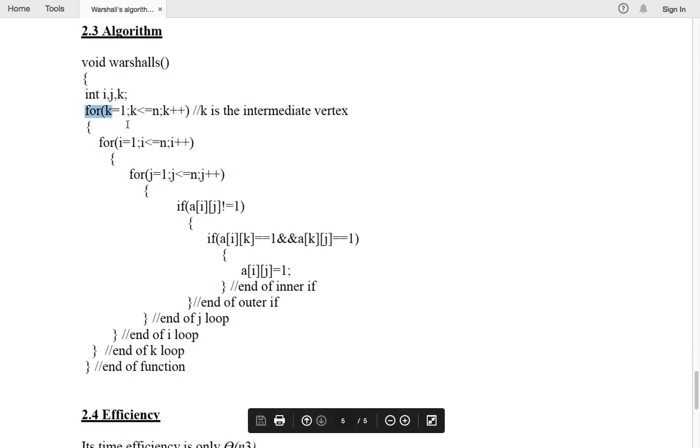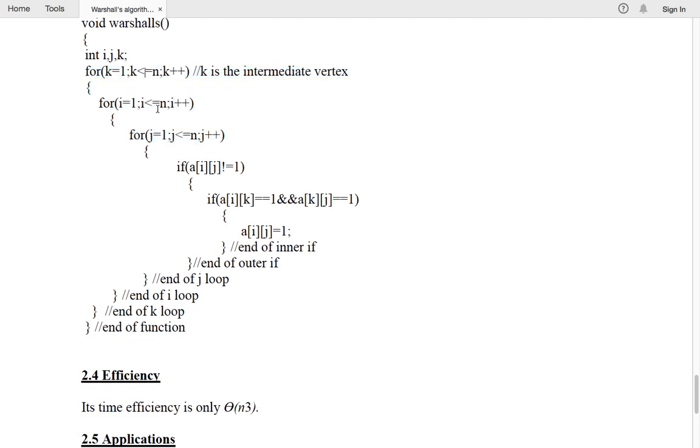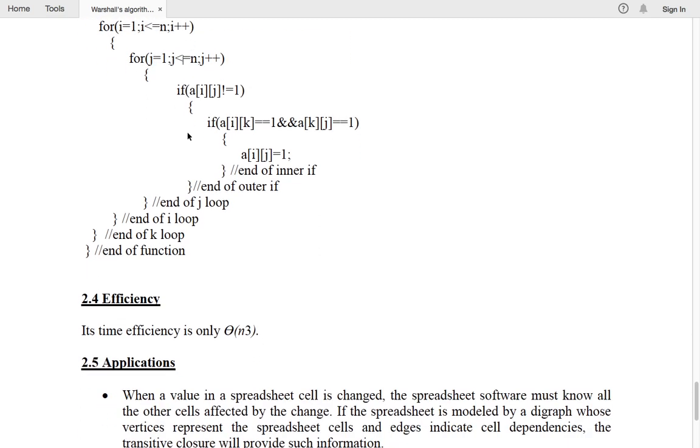Since there are 3 loops here, i, j, k, this will be executed n times, n times and n times. So efficiency is n cube. So this should be n to the power of 3. It's written as n3, which should be n to the power of 3.